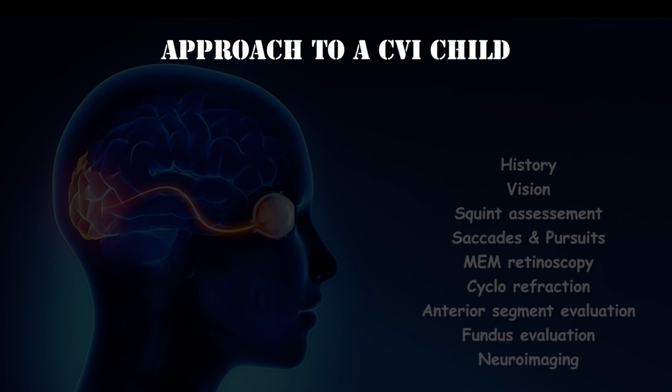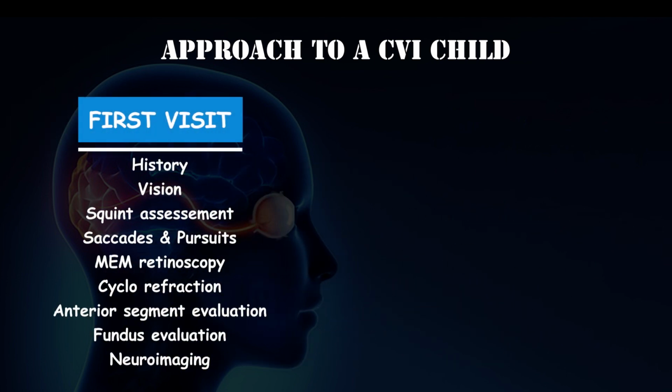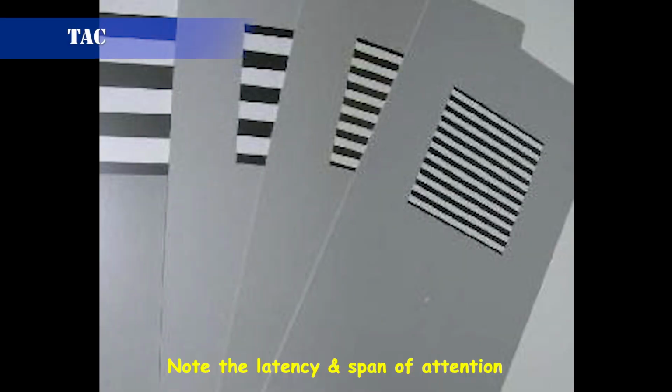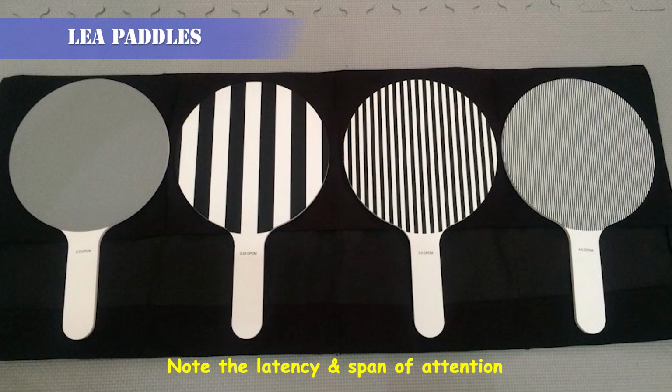The primary goal of the first clinical evaluation should be to perform a comprehensive eye evaluation to specifically look for any treatable problem, while the second visit is aimed at understanding the child's functional vision. When there is evidence of some vision in the child based either on the visual behavior or on the history, one can do the preferential looking test using the Teller acuity card or the LEA paddles, which help the parents to understand the optimal line thickness and separation between the lines which their child can appreciate.